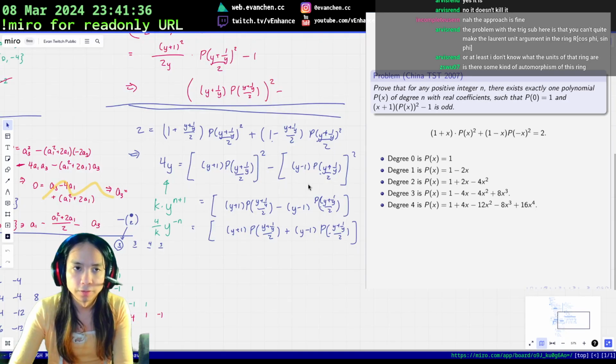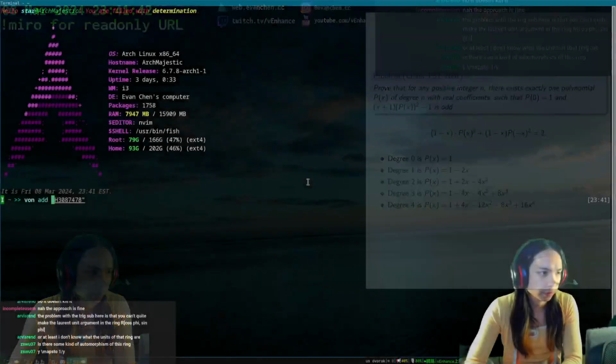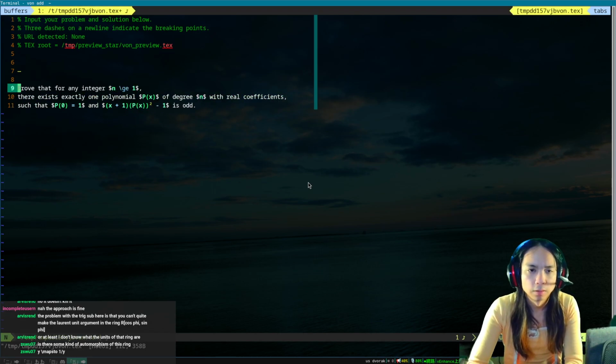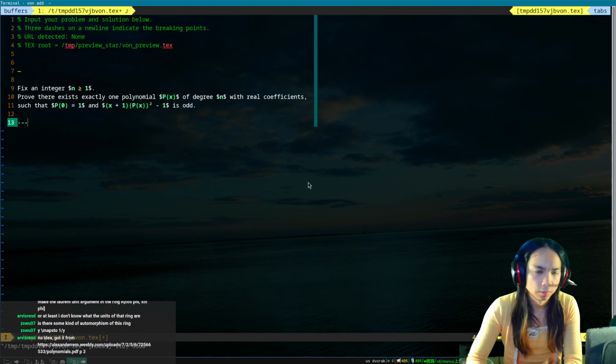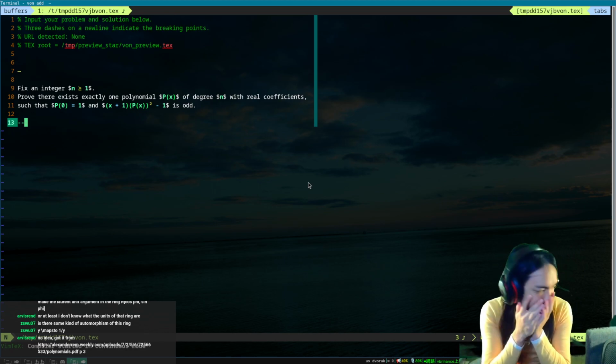China TST 2007. What are the coordinates? What's the problem number for this, while I'm adding it to the database? No idea. Got it from... All right, that's fine. We'll deal with it later.